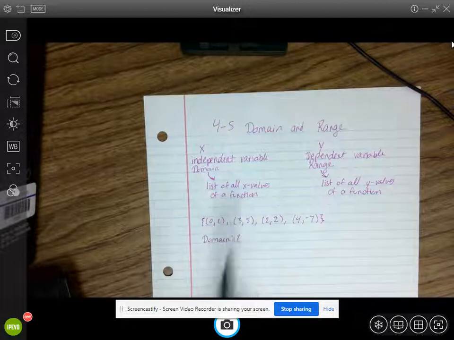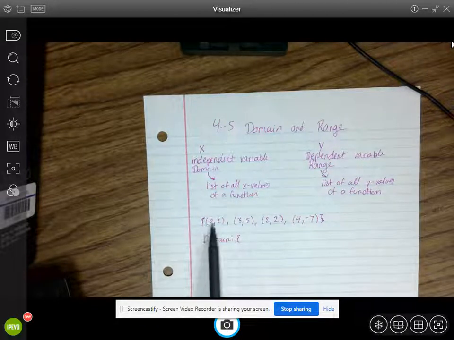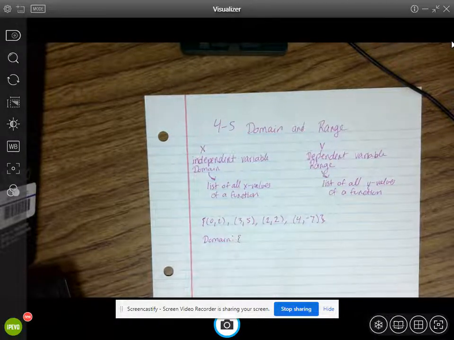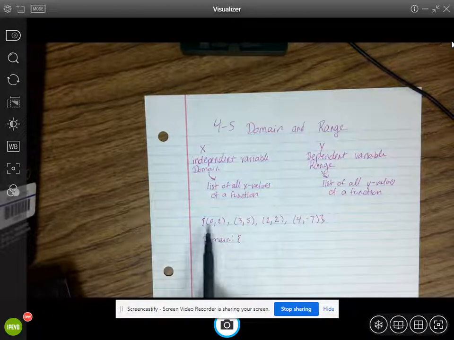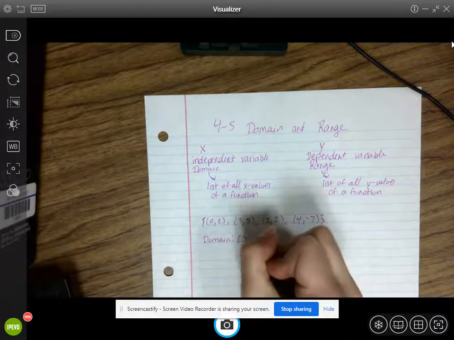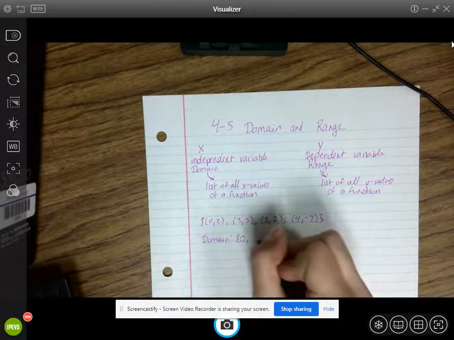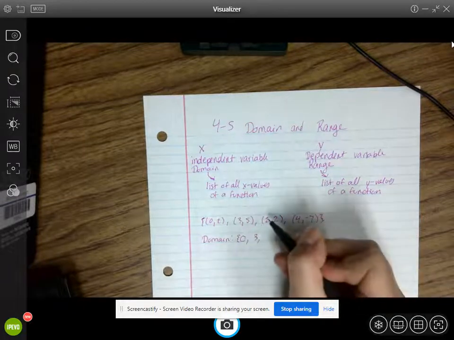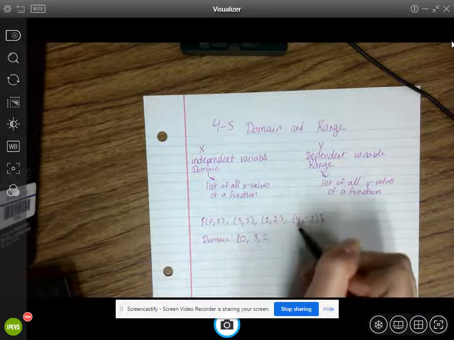The domain is the list of all X values. So you're going to look at each of these coordinate points and list the X values. I've got 0, 3, 2, and 4.